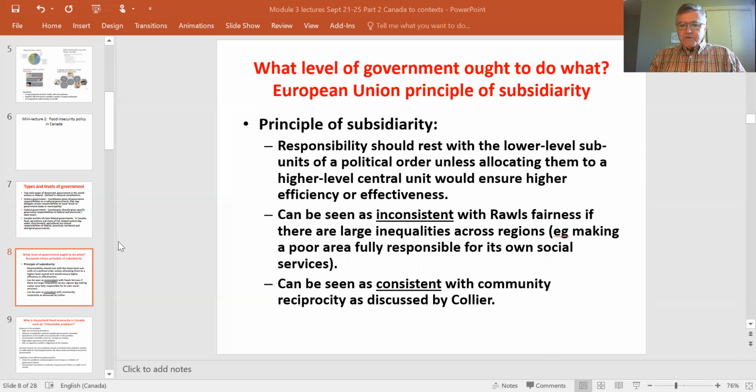And you should give it to the lower level unless it can be shown that a higher-level unit would ensure higher effectiveness or efficiency. So the default should be that things are handled at the local level, and only when a strong case is made should they be handled at, say, the provincial level or the national level. That's the principle of subsidiarity.